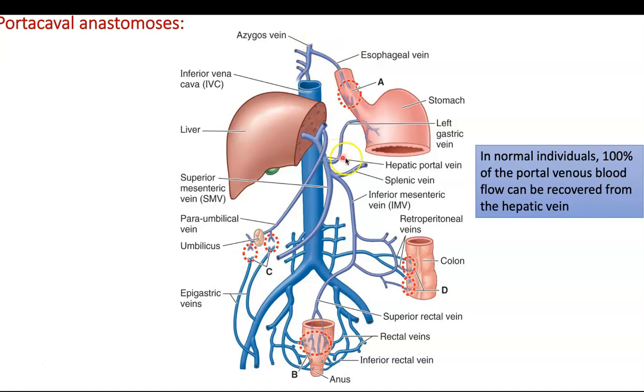Okay, so in certain areas, there are communications between the tributaries of the portal vein and the tributaries of the systemic vein. I will mention three such areas. One is here in the lower part of the esophagus. As you can see, this is the end of the esophagus, and this is the beginning of stomach. At the end of the esophagus, there is an anastomotic network between the portal venous tributary coming from the left gastric vein, and the esophageal vein that drains directly into the azygos vein. So this is a portal vein, and this is a systemic vein, and they anastomose around the lower part of the esophagus.